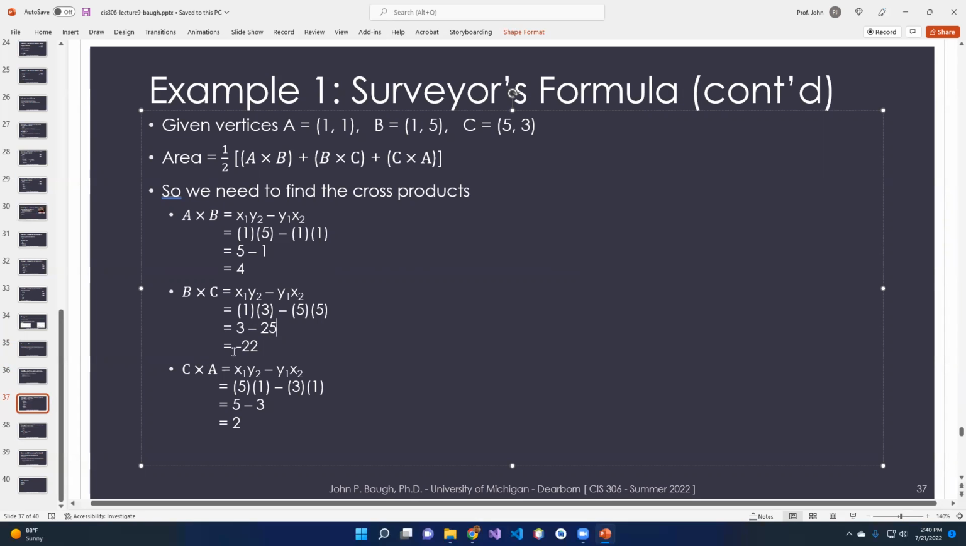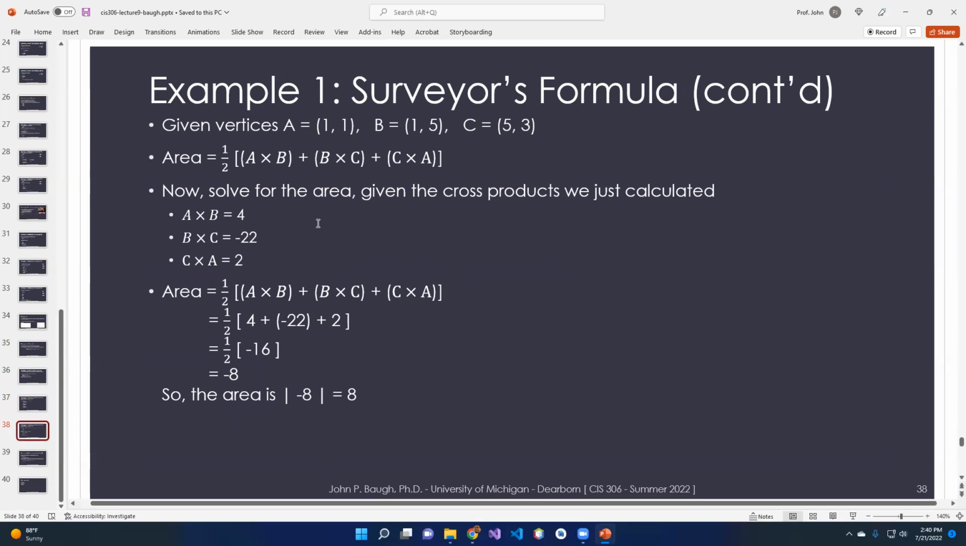So that's negative 22. And then we have C by A. So C, again, is (5, 3), and then A is (1, 1). Okay, so you end up with 5 minus 3, and that's 2. So we got those values. And then once we do that, we just plug them into this nice little formula here.